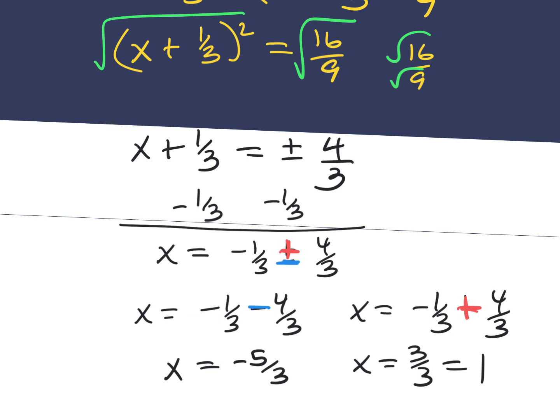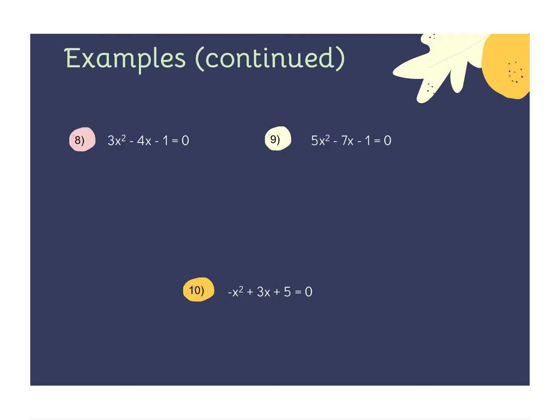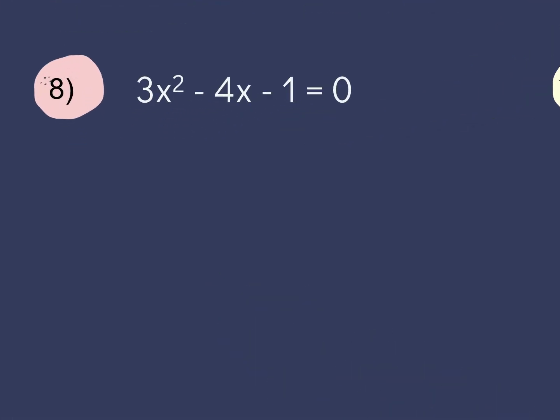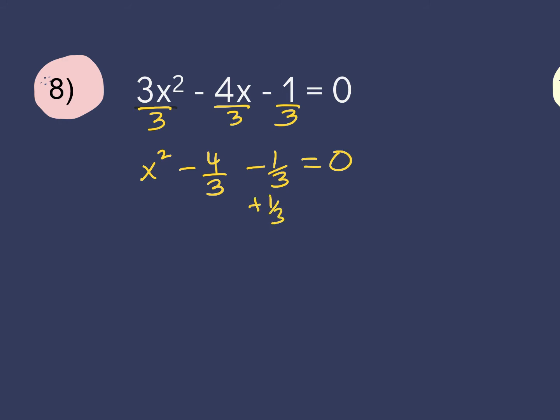Try a couple more. All right, so let's do number 8. Again, can't have a number in front of x squared, so I need to divide everything by 3. This becomes x squared minus 4/3 x minus 1/3 equals 0. Next step is to move the constant to the other side.